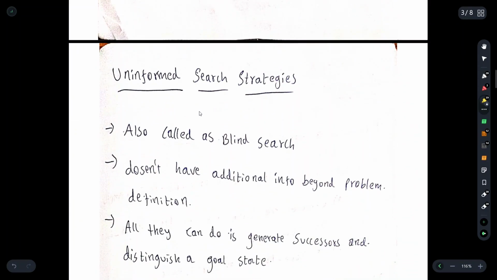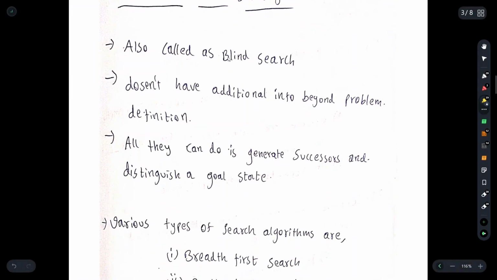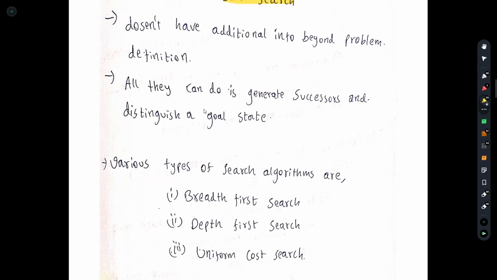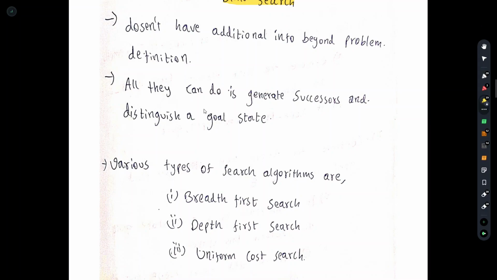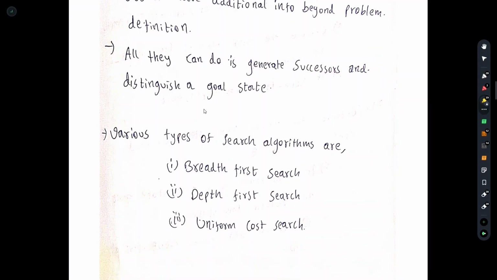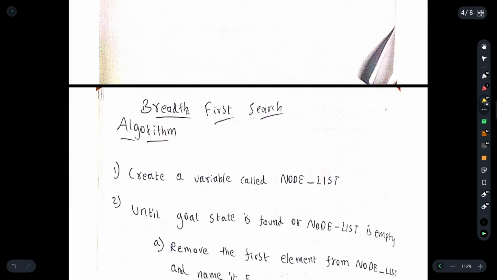Now let us get started with the uninformed search strategy. Uninformed search is going in a flow without any information, which is also called blind search, so it doesn't have any information regarding the problem. It has various types, as I said before: breadth first search, depth first search, and uniform cost search. Now we will see what breadth first search is.